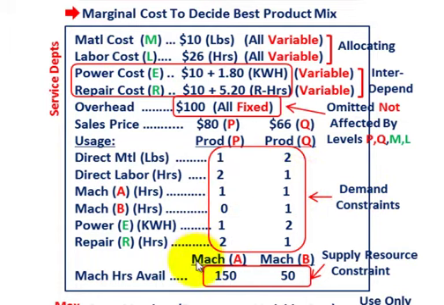The other thing we're going to be looking at is machine A and machine B for our different products. We're going to have the capacity, or the machine hours that are available, for machine A at 150 hours and machine B at 50 hours. So this is going to be our supply resource constraint, whereas these unit usage requirements are demand constraints, and we'll look at that. We'll be setting up our program based on these numbers.